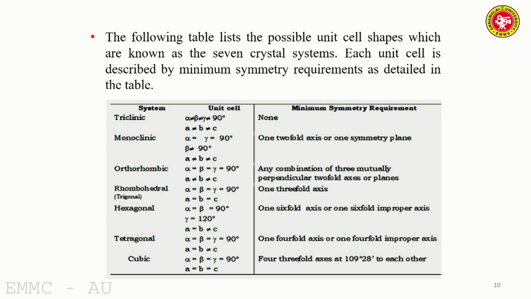In the triclinic system, the unit cell angles alpha, beta and gamma are not equal to 90 degrees, and a, b, c are not equal. The minimum symmetry requirements are none. Like this, monoclinic, orthorhombic, rhombohedral, hexagonal, tetragonal and cubic have different types of arrangement, with equal or non-equal a, b, c or alpha, beta, gamma, depending upon the nature of the arrangement. Some have a two-fold axis, or some combination of threefold axes mutually. All these are given in the following table.